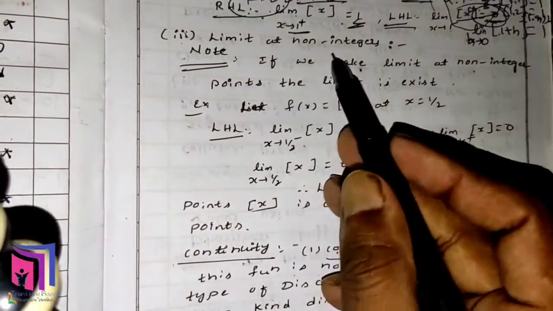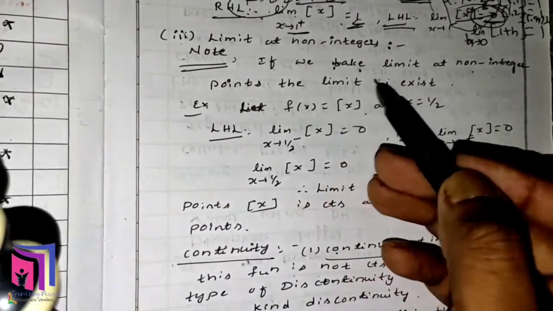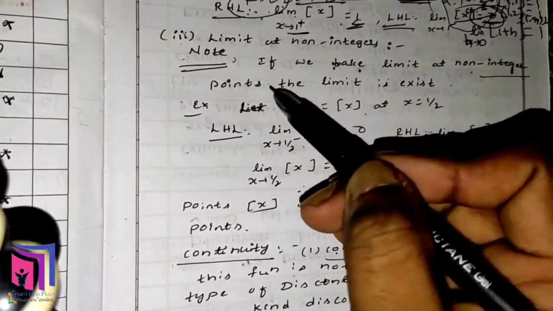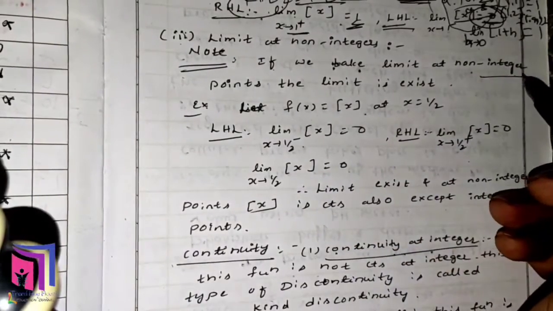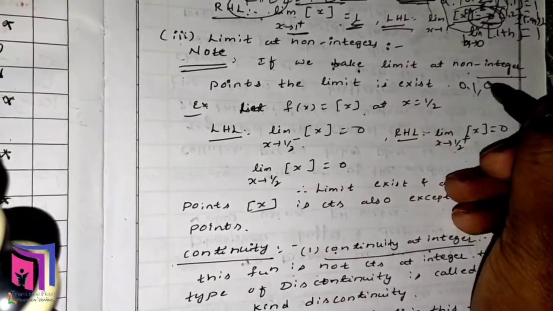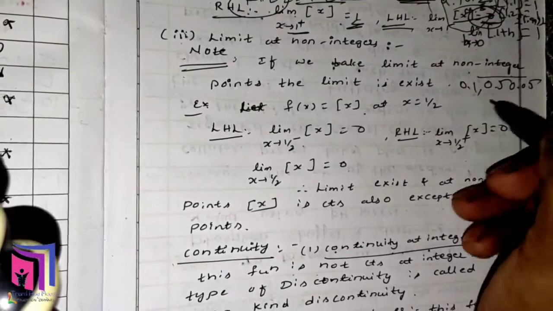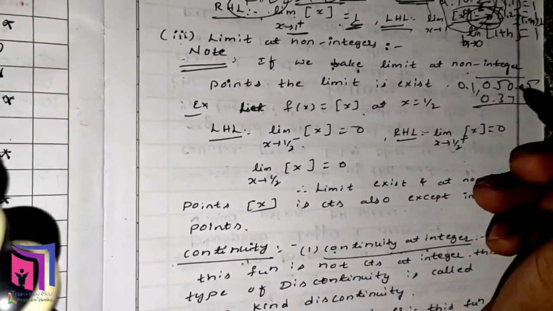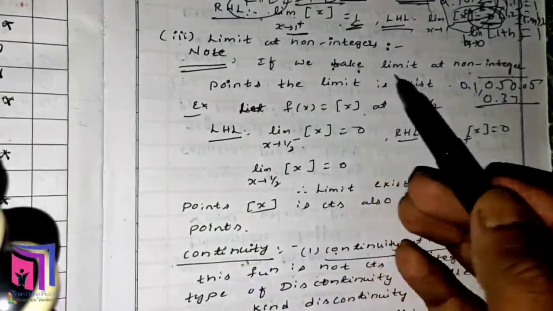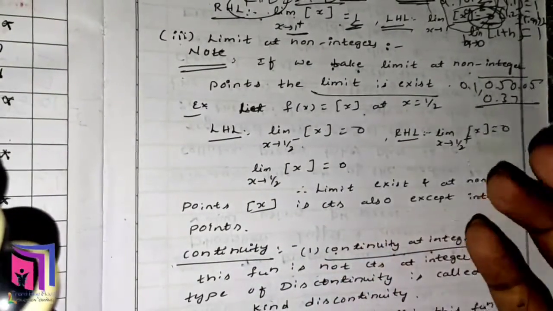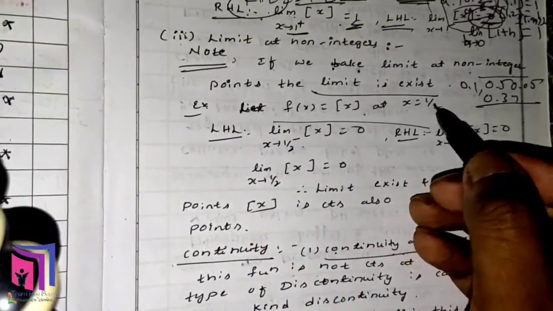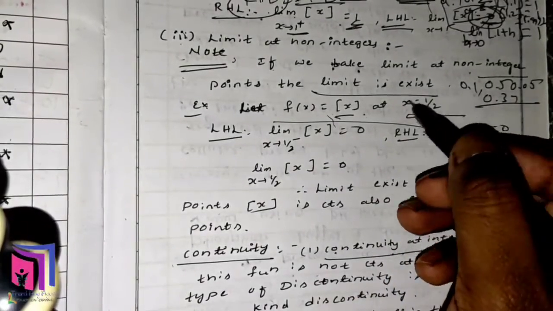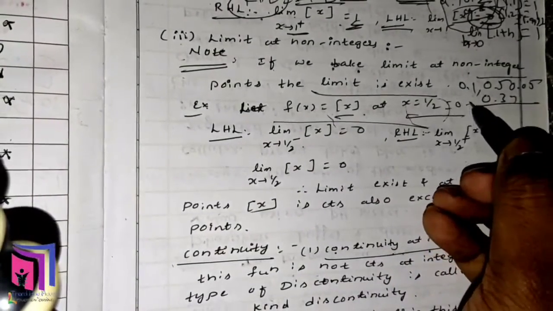Now we check the limit at non-integers. If we take the limit at non-integer points, the limit exists. Non-integers mean what? 0.1, 0.5, 0.05, 0.39. These all are non-integers. Okay, these all points are non-integers. Because suppose we take the function f of x is equal to box of x at x equal to 1 by 2. This is a non-integer point. 1 by 2 means what? 0.5.